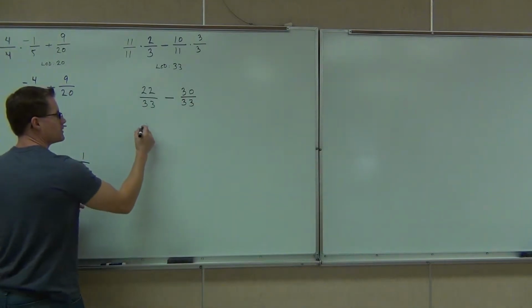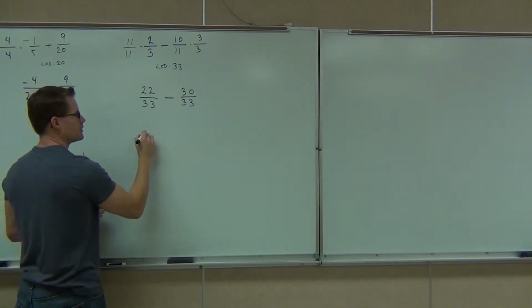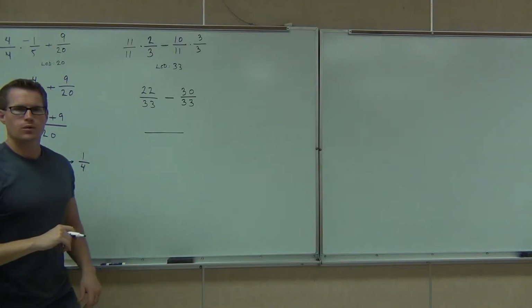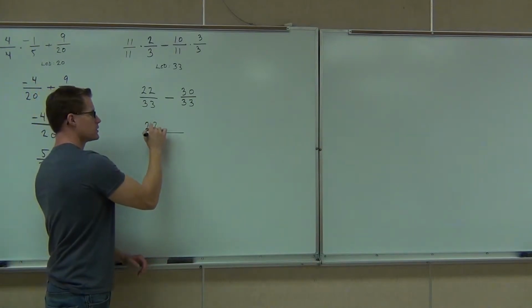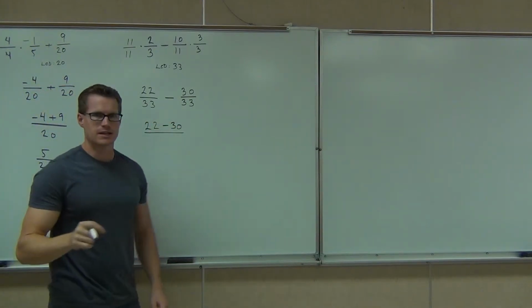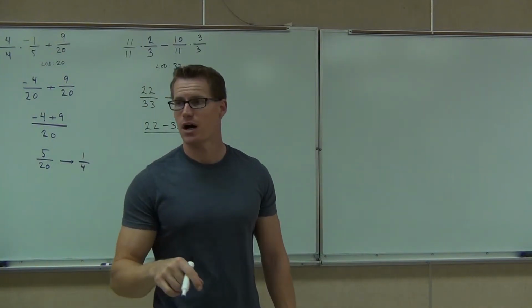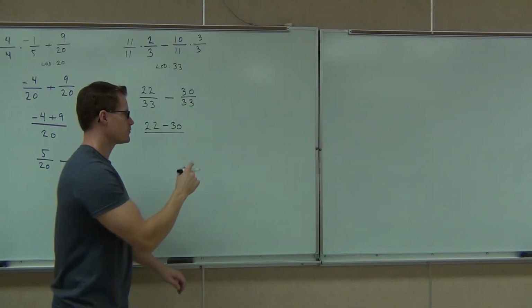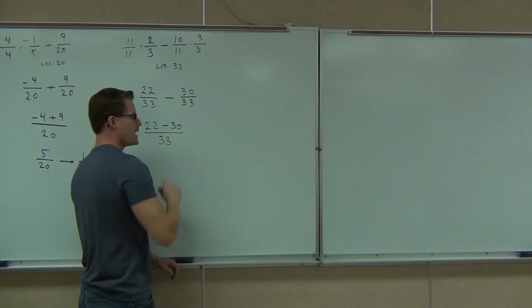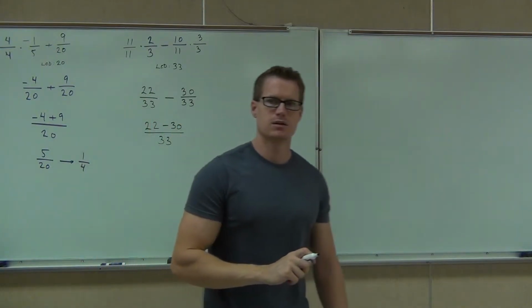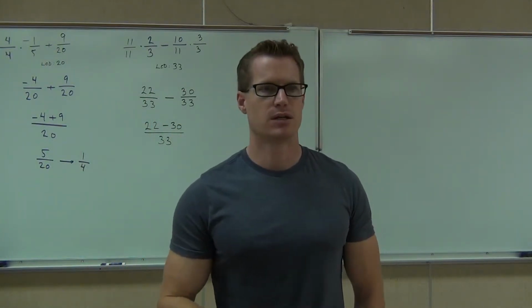After that, we've got 22 minus 30 over 33. Good, yeah, I want to see that step. We're learning this stuff, I need to see that. So 22 minus 30 on the top, and then on the denominator, how much are we going to have? 33. Hey, how much is 22 minus 30? 8 or negative 8? Negative 8.